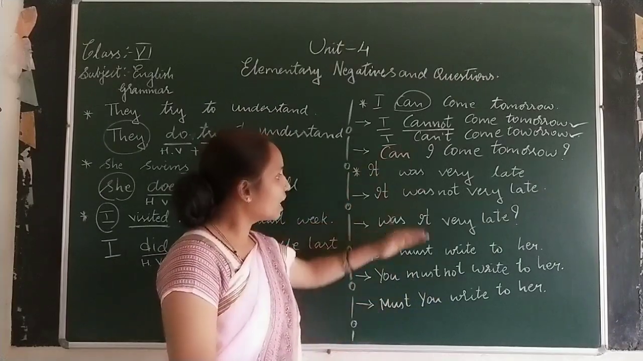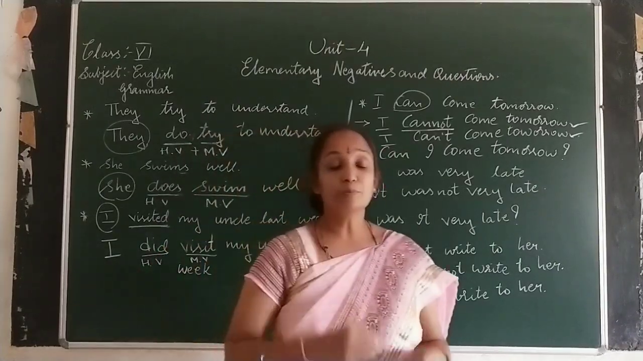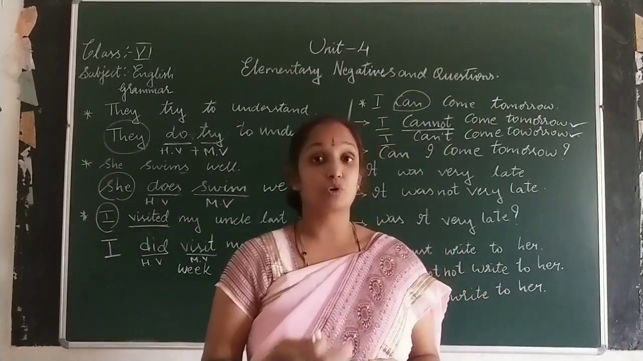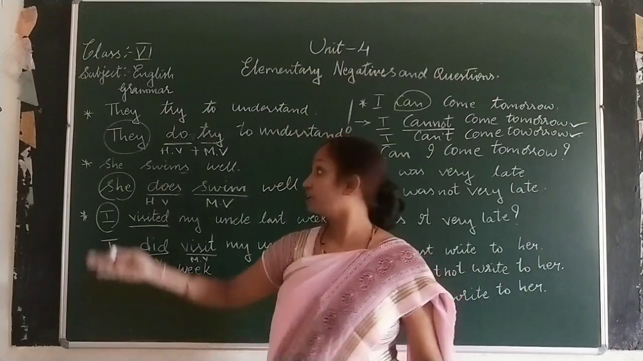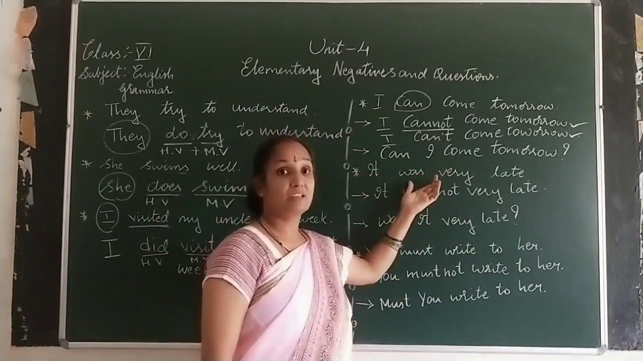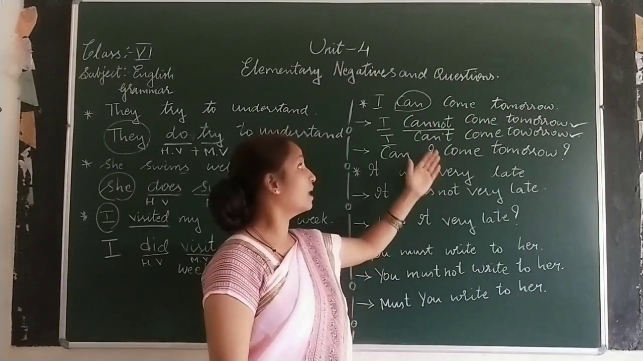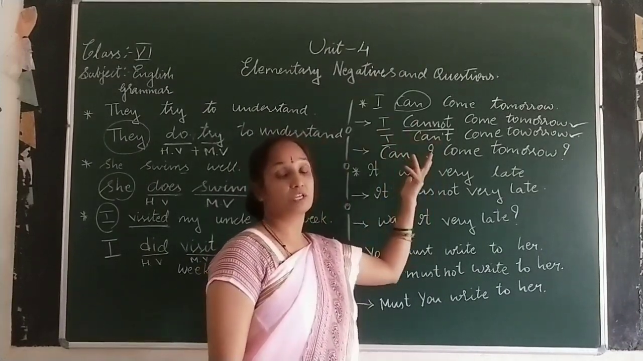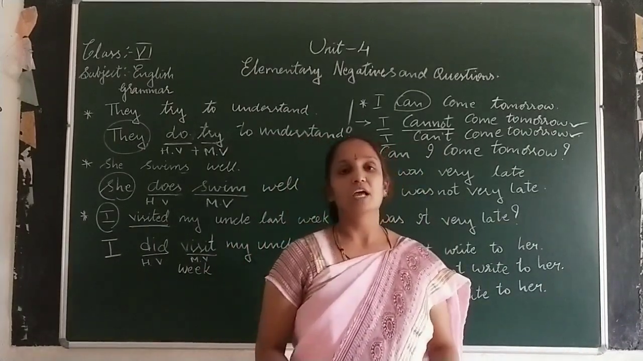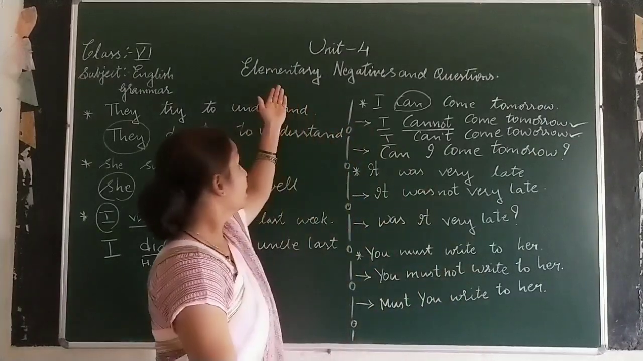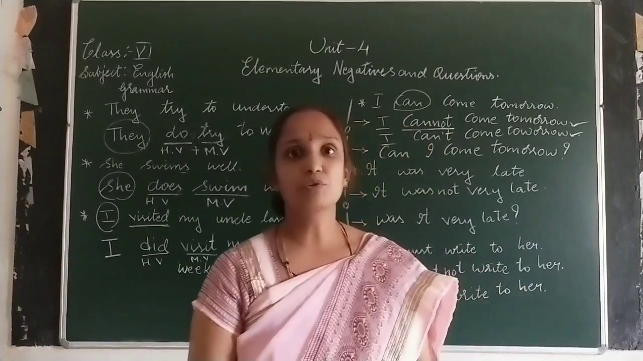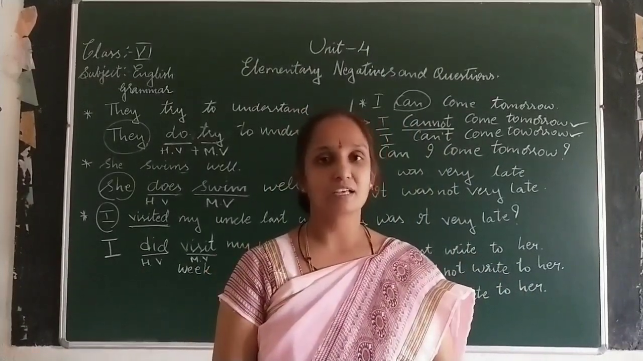So here are some examples. You people try to do more examples, still more examples, so that you'll get perfection in writing the do forms of the sentence and the main verbs. For the special verbs, you can convert those verbs into negative statements or negative verbs. Okay, children, this is the lesson, elementary negatives and questions. So, thank you. Once again, we shall meet in the next class. Have a great day.